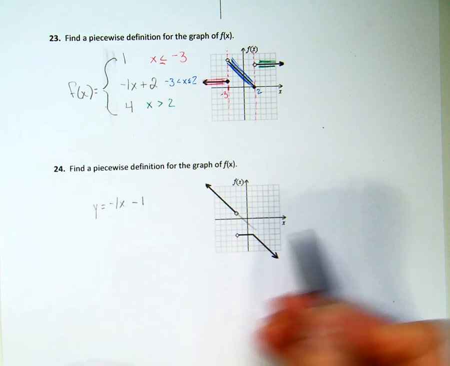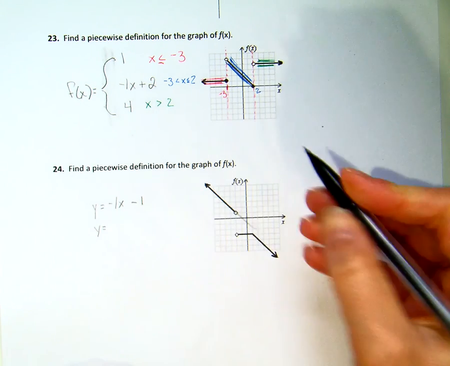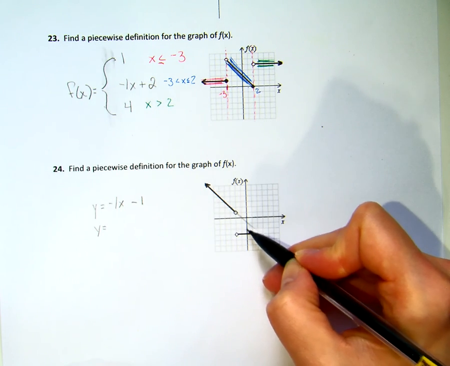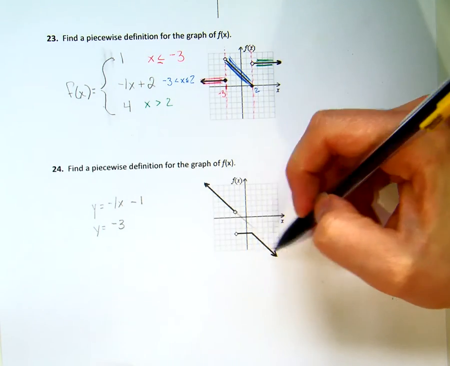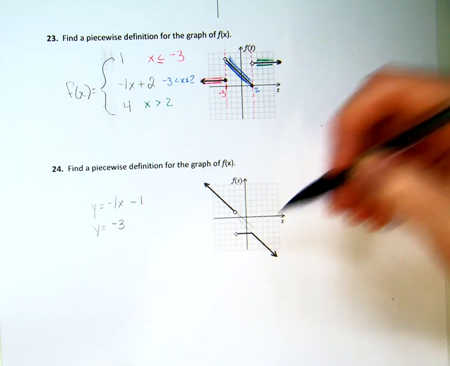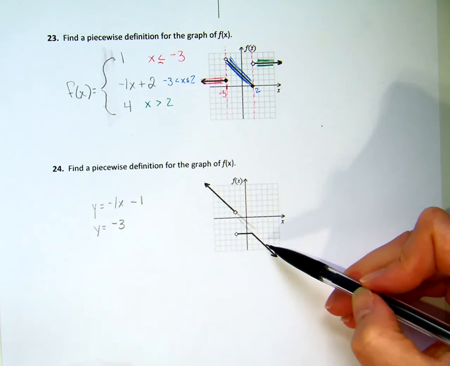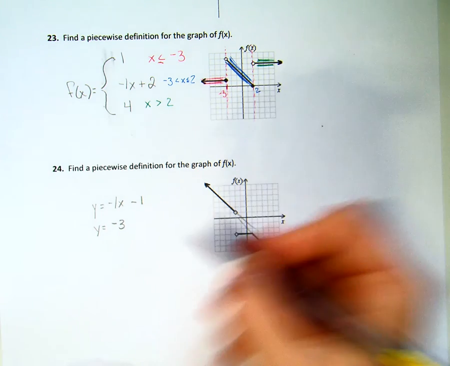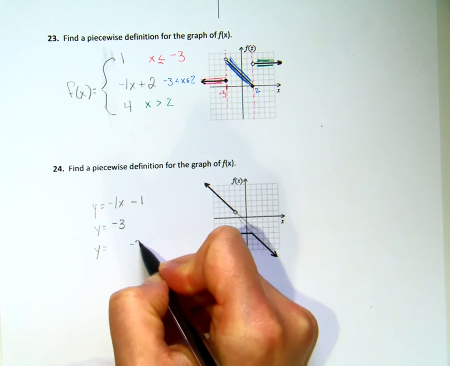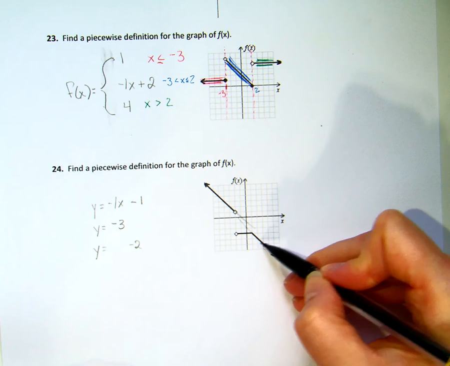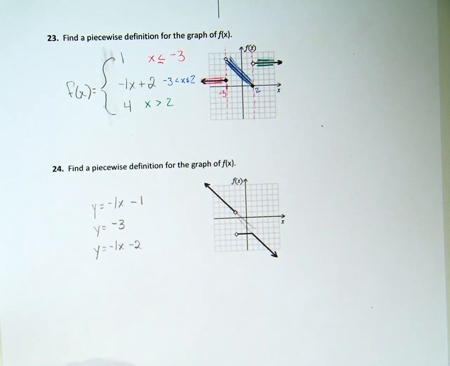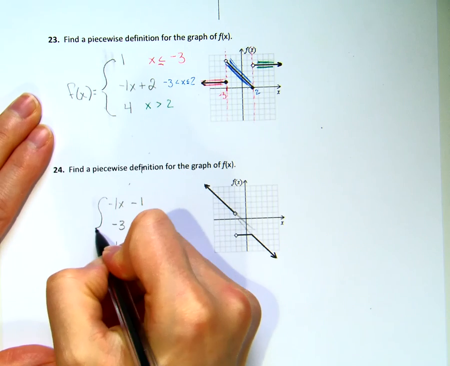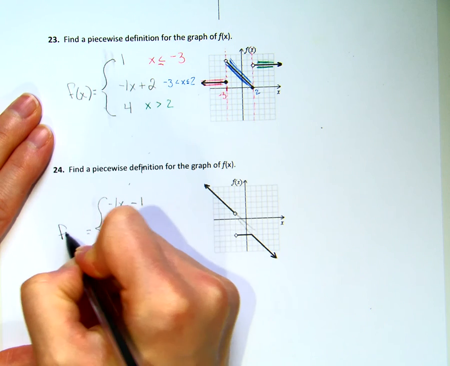The next piece is horizontal, so it's just y equal a constant, specifically at -3. And our last piece, again, we want to see if we continue this, where is it going to cross the y-axis? This one seems to be crossing at a -2, with again a slope of -1. We want to write this as a single function, so I'll get rid of all of my individual y's and write an f of x.